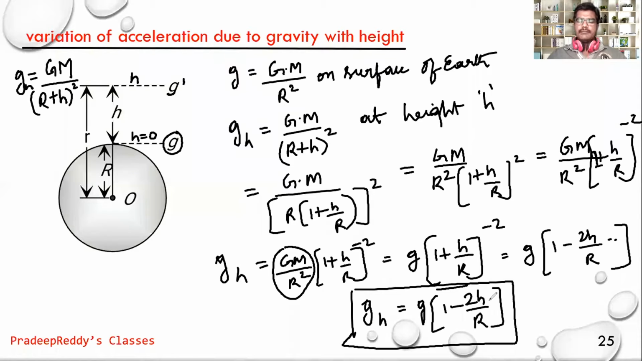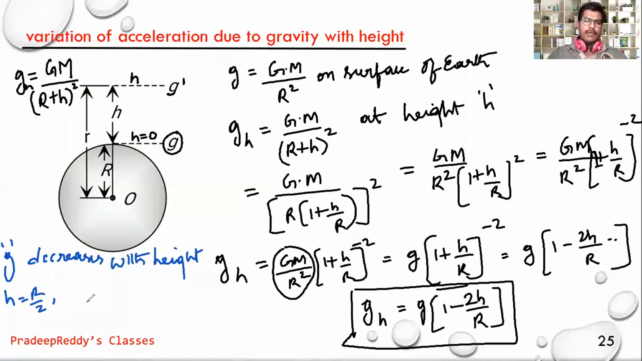Clearly, you can understand that as height increases, the right side term, 1 minus 2h by R, goes on decreasing. Therefore, acceleration due to gravity decreases with height. So at some distance, h is equal to R by 2, acceleration due to gravity can be taken as 1 minus 2 by R into R by 2, which is equal to 0.